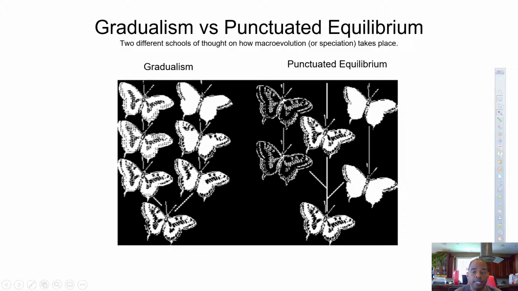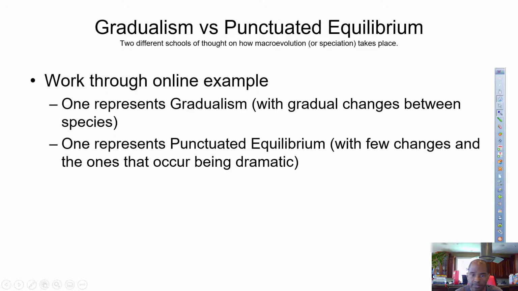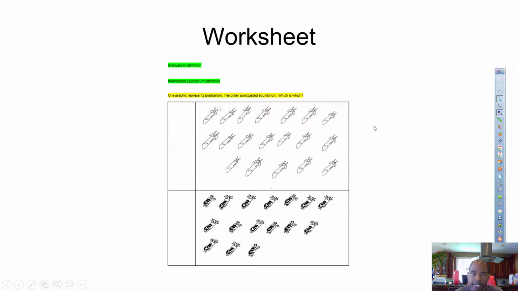So it went from this to white. There's a mutation or something that happened, and now it's white, and the white continues, and then it's black, and the black continues. And the normal one might continue as well. So there is evidence for both. These are two schools of thought, and on the worksheet you'll see that I've given you a graphic here, and I'm asking you to identify which one's gradualism and which one is punctuated equilibrium.